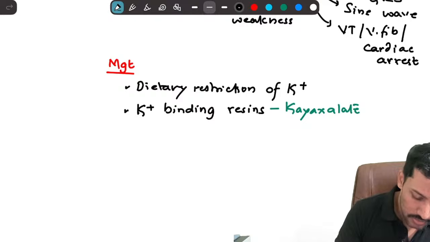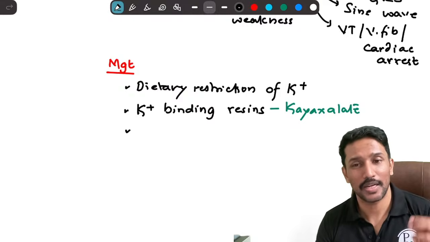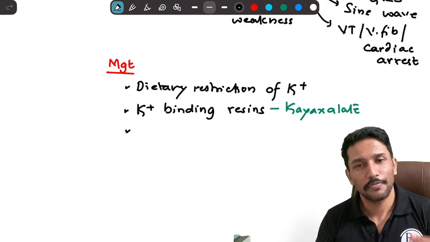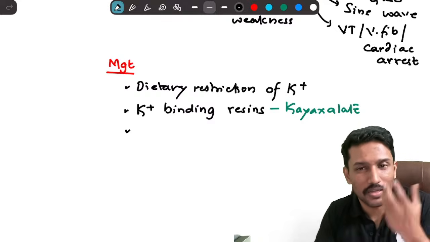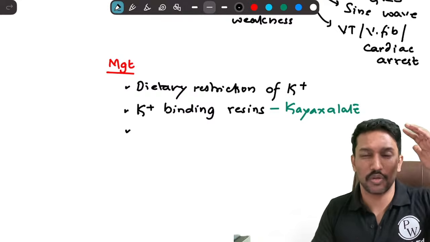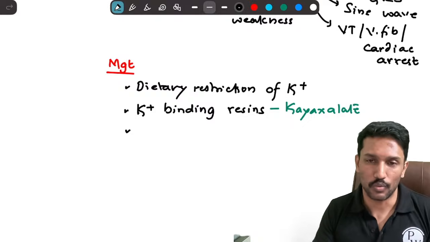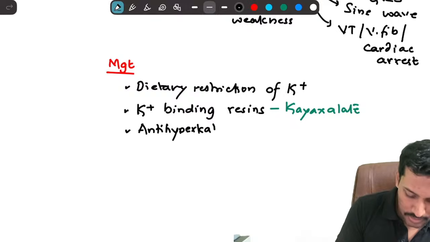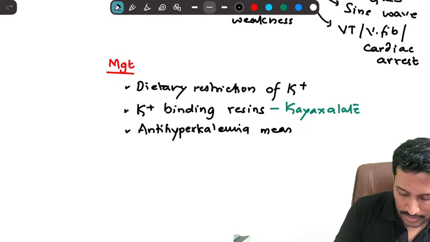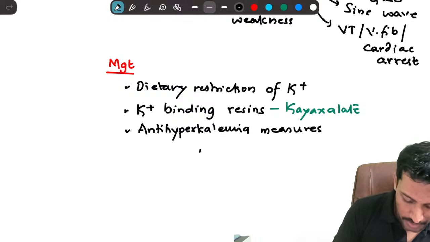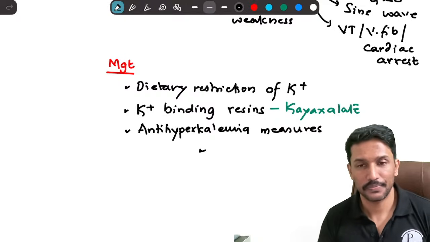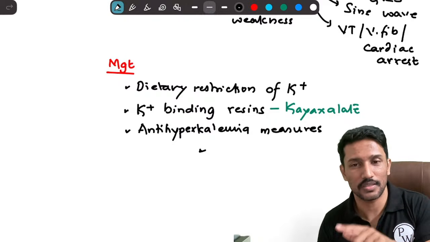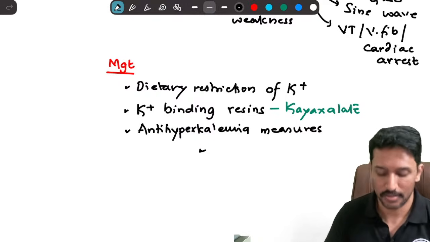But despite all this dietary restriction and potassium binding resins, if the kidneys are so dysfunctional that even a tiny load of potassium coming to the body makes the blood potassium level go very high, then what can I do? Then your heart is at risk and you might have to go for what we call anti-hyperkalemia measures. So what are these anti-hyperkalemia measures? First thing is protect the heart. How do I protect the heart? Because high potassium is going to cause ECG changes and eventually lead to cardiac arrest and death.